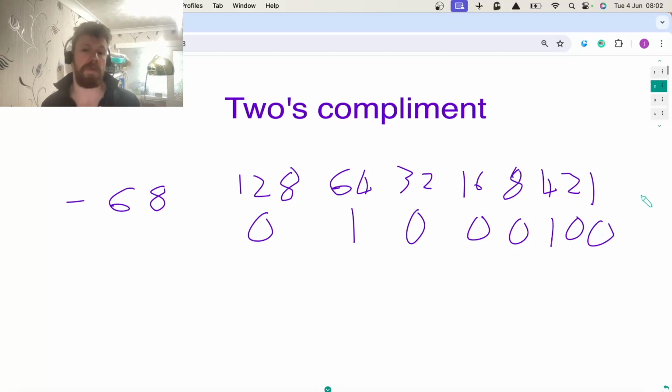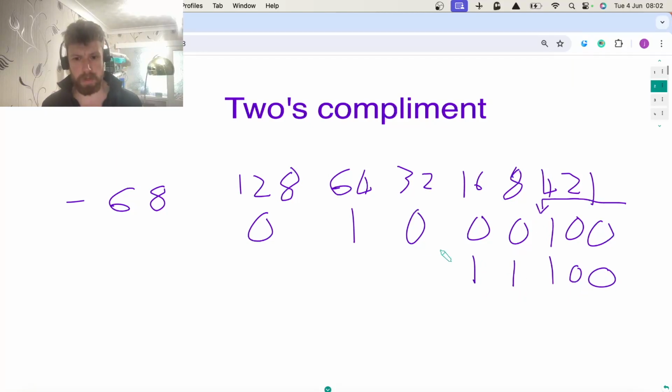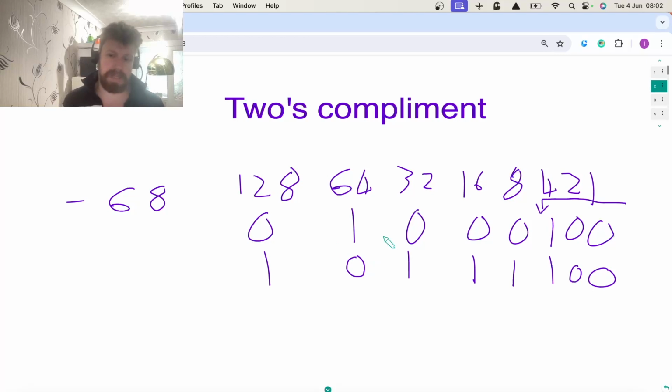This is my method. There are other ways of doing it, but I personally think this method is way better. You start from the right hand side and you go and find your first 1. Everything at it and before it stays the same. 1, 0, 0. Everything after it is flipped. 1, 1, 1, because they were 0, so now they become 1. And then that becomes a 0, that becomes a 1. So that's how we convert. That there is now negative 68.